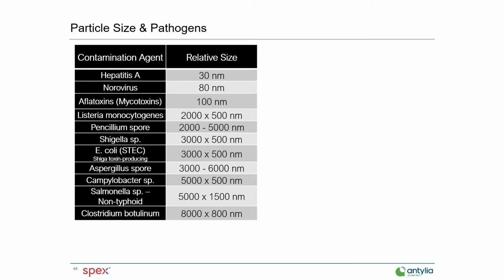Earlier we talked about particle size, and we said that the particle size was going to affect some organisms depending on their size. Here's a relative chart of all the sizes of the different pathogens of concern around the world. You have hepatitis A, which is very, very small at 30 nanometers. Then you go all the way down through your Campylobacter and your Salmonella. Your Salmonella is 5,000 by 1,500 nanometers, and your botulism bacterium is 8,000 by 800 nanometers. So these are fairly large size bacteria.